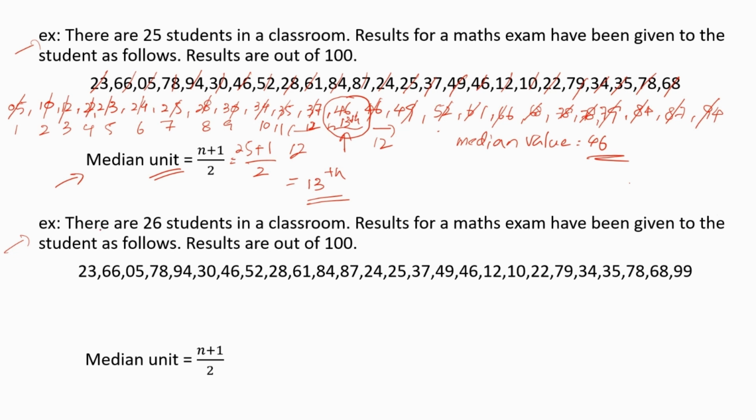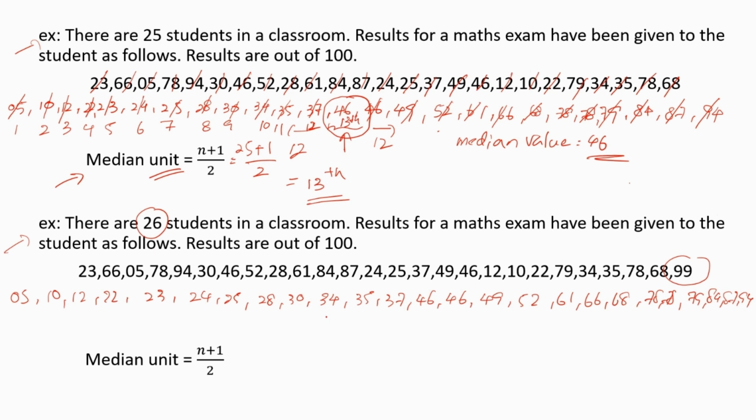This is the same example as before, but now there are 26 students and I have added the 99 score as the 26th value. Now let's find out the median value for this data set. First of all, let's rearrange this data set into ascending order or descending order. This is the data set in ascending order. Another important thing to note is that there are 246 values and 278 values. Do not ignore the values just because they are repeating. Consider all the values, whether repeating or not.